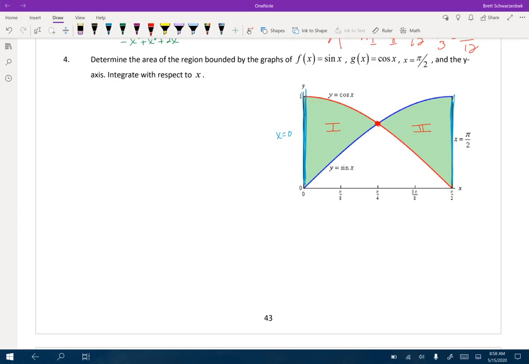Now, it looks like there's a ton of symmetry going on here, so it does look like pi over 4 is going to be that, but again, you cannot assume that. You must actually solve for these. So note that these are both y's. So since y is sine x, you can put sine in there. And what do you actually end up getting? Something very foreign looking probably to students. Sine x equals cosine x.